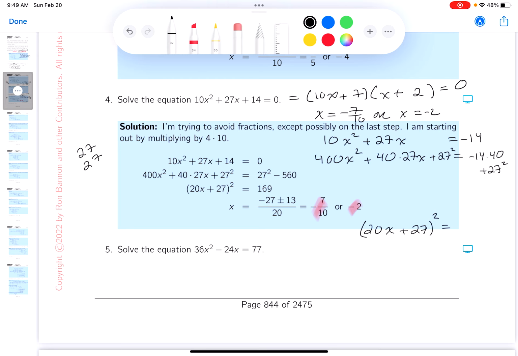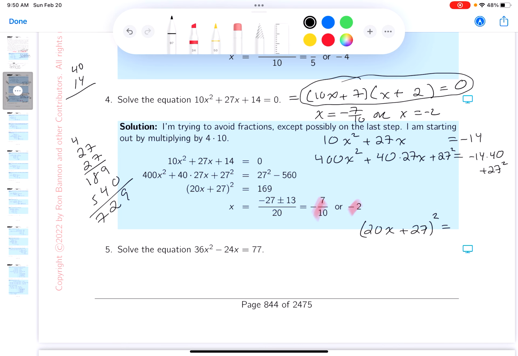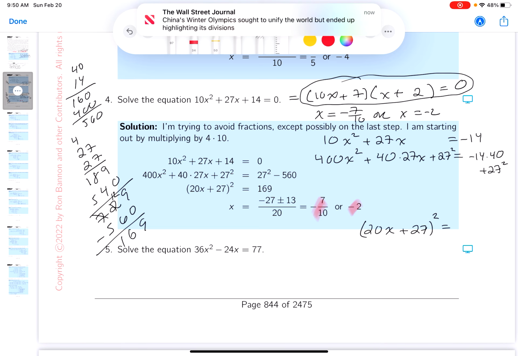Well, I got to do some work here, don't I? 27 squared. And I think you can appreciate how much more work this was than just doing this over here. This was kind of simple, especially if the numbers are small. These are kind of annoying numbers. 7 times 7 is 49. 2 times 7 is 14. And then you get 729. Oh, I got more to do, don't I? And then I got to do 14 times 40. And I think you can see how much more work this is. That's 560. Well, I got to do 560 now. Gee, you get 9. You got to borrow. That's 169. Okay, let me start doing the work now.